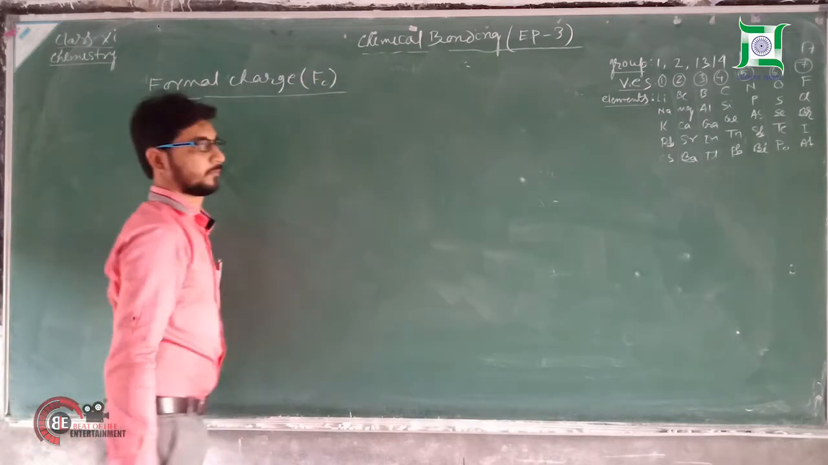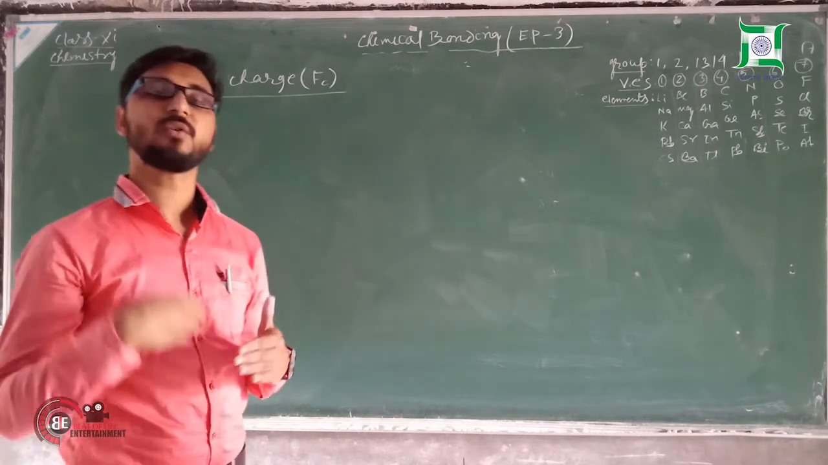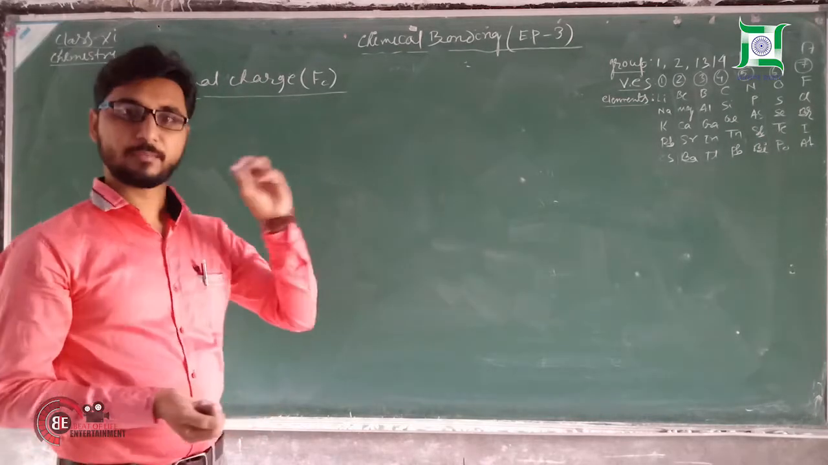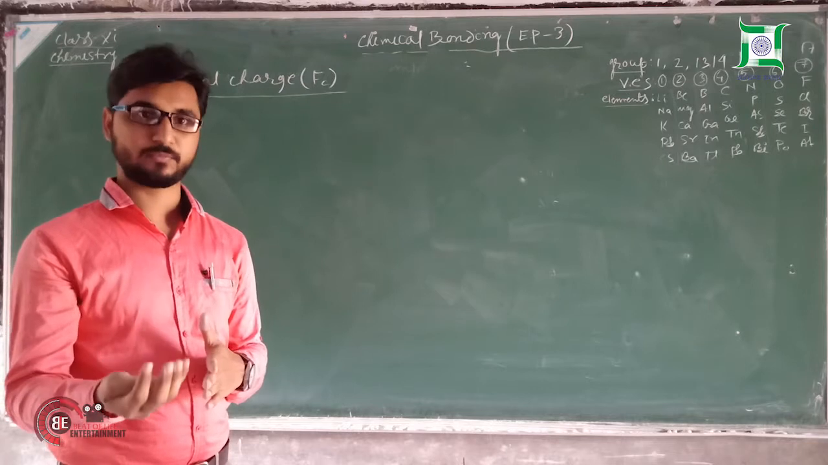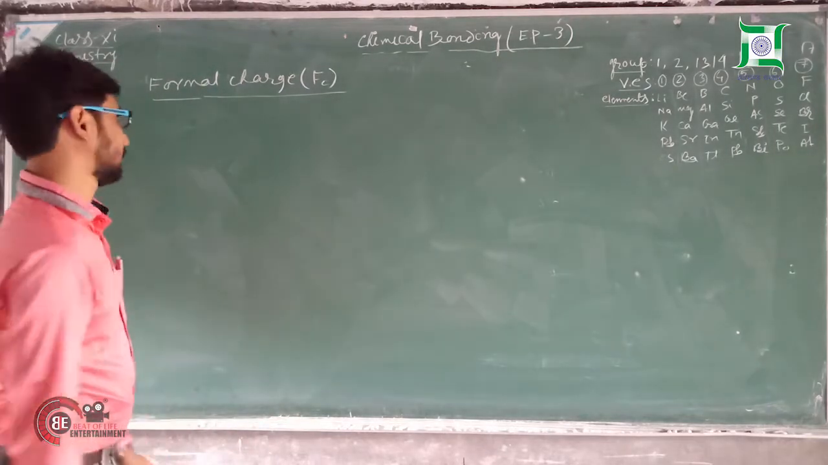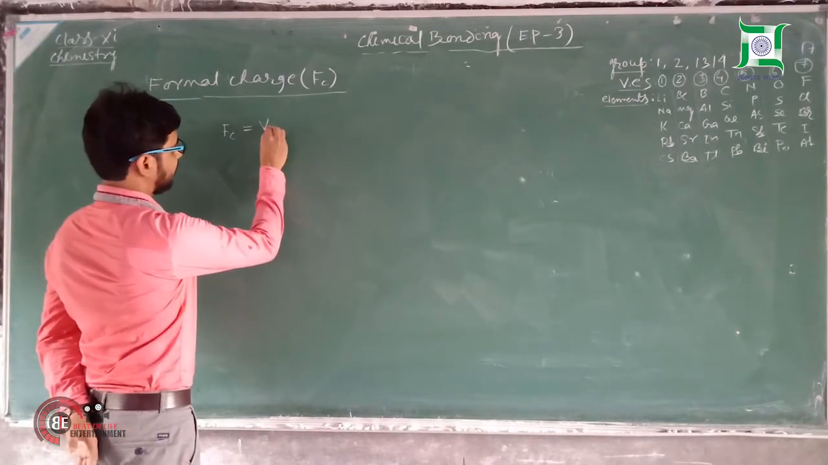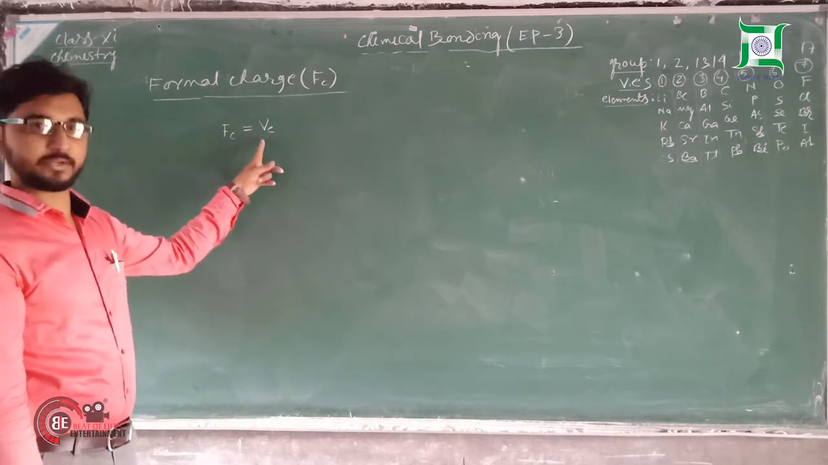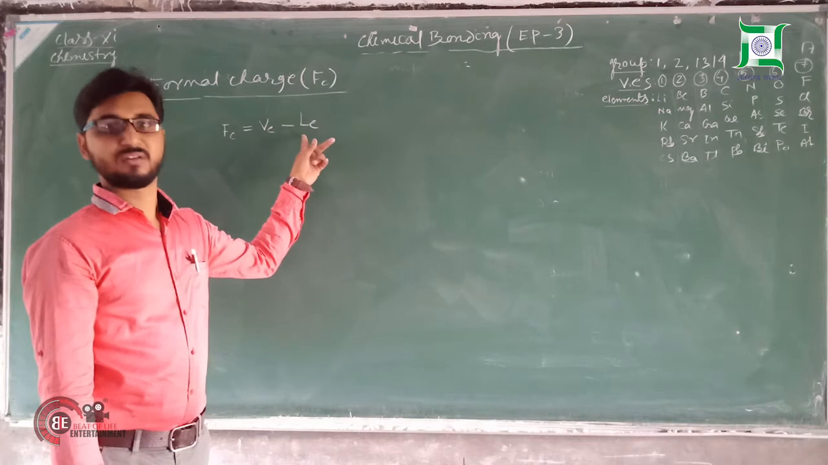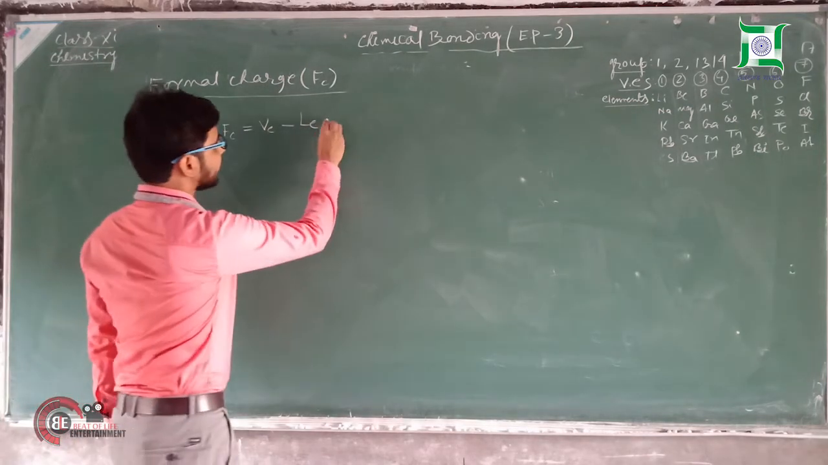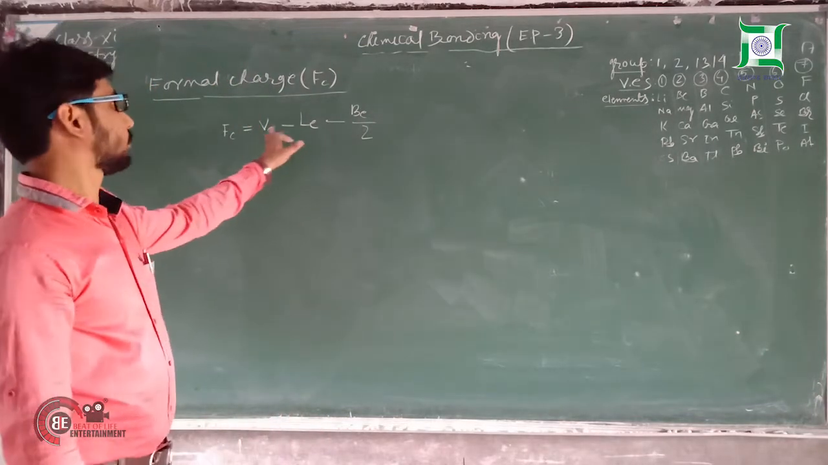So what is formal charge? It is defined as the amount of charge left in an individual atom after the formation of a covalent bond. It is the amount of charge left in an atom when this atom makes a covalent bond with other atoms. So how can we calculate formal charge? There is a formula to calculate formal charge, that is FC equals Ve, the total number of valence electrons in the free atom, minus Le, the total number of lone pair electrons present after the covalent bond formation, minus Be by 2, where Be is the total number of bond pair electrons. So in this formula 3 terms are there.